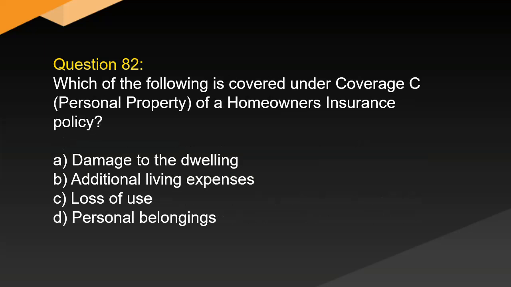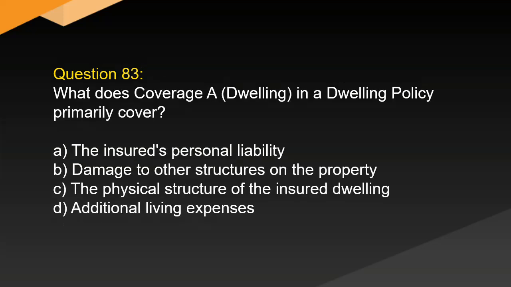Question 82. Which of the following is covered under Coverage C, Personal Property, of a homeowner's insurance policy? A. Damage to the dwelling. B. Additional living expenses. C. Loss of use. D. Personal belongings.